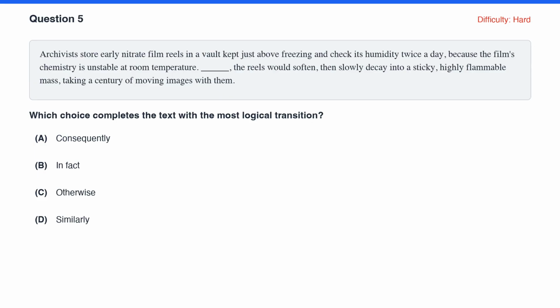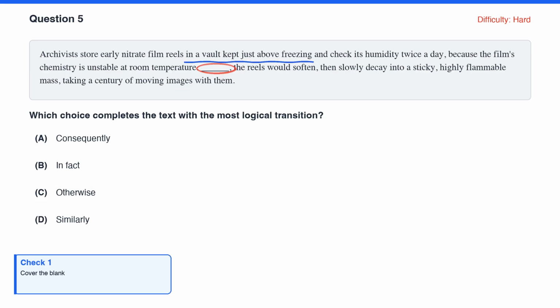Question 5, the hardest of the day because the right word is the one people forget exists. Check 1. Cover the blank. Before it, archivists keep early nitrate film in a vault just above freezing and check the humidity twice a day because the film's chemistry is unstable at room temperature. After it, the reels would soften, then decay into a sticky, flammable mass.